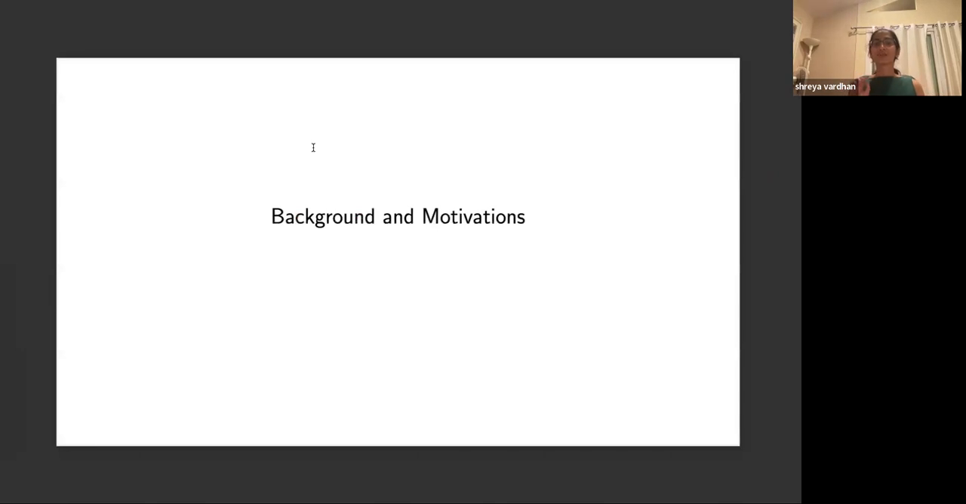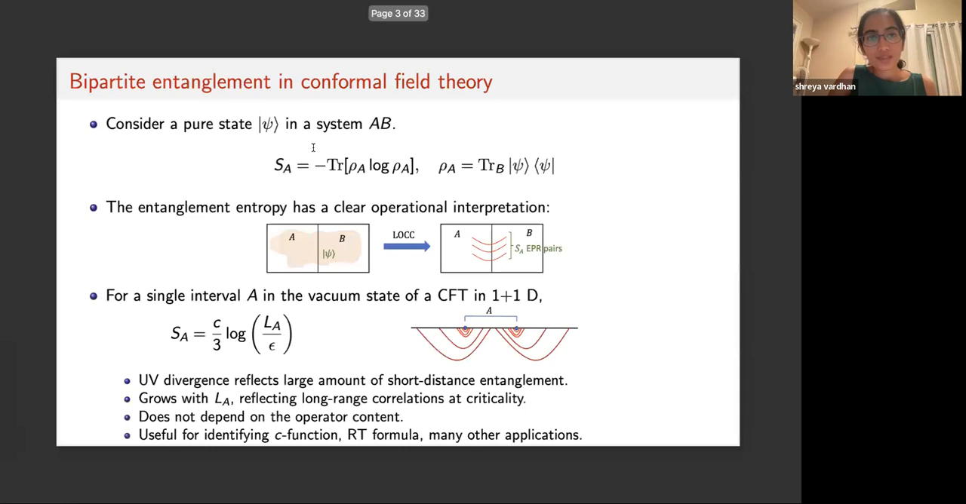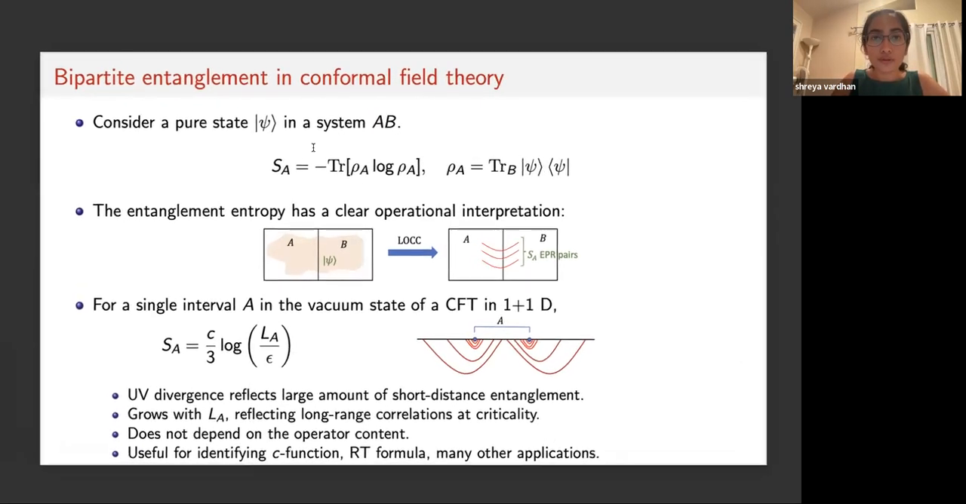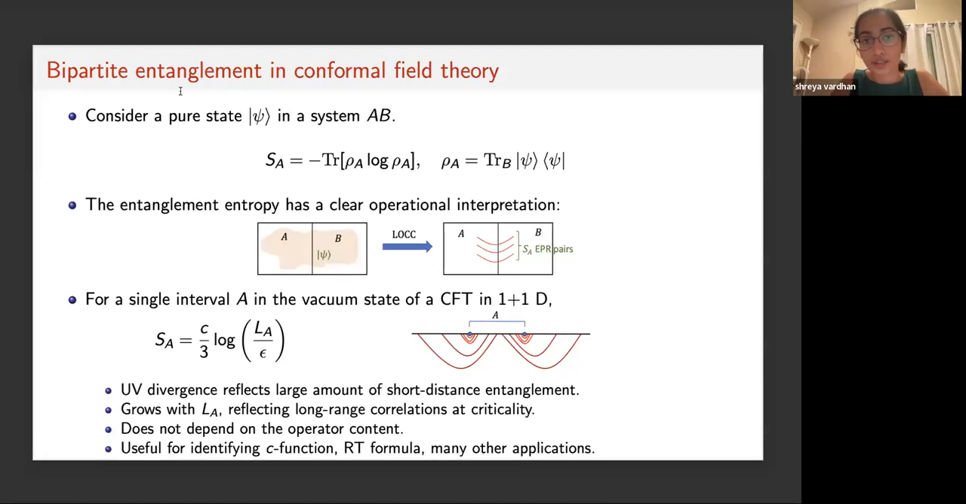Okay, good. So let me start with some background and motivations about this problem. I'm going to be talking about some aspects of multipartite entanglement in the vacuum state of a CFT. But before doing that, let me review some more familiar facts about bipartite entanglement. If we have any pure state psi in any quantum mechanical system, we can divide that system into two parts, A and B. And we can look at the entanglement entropy between A and B in this state, which is defined as follows.